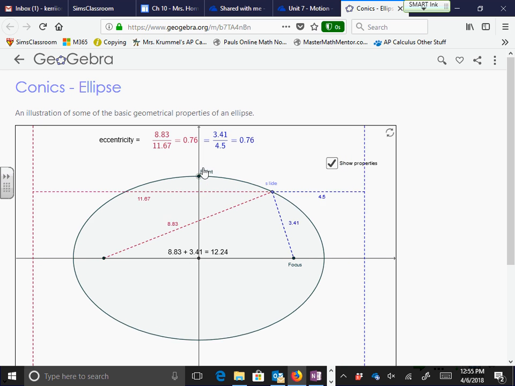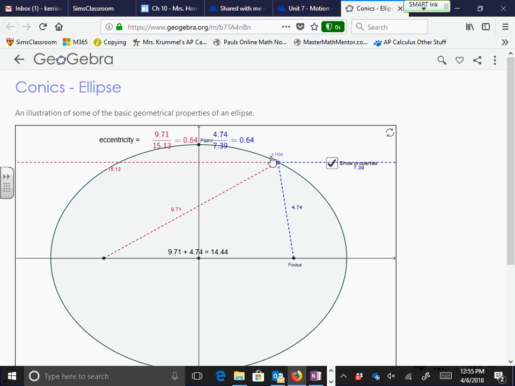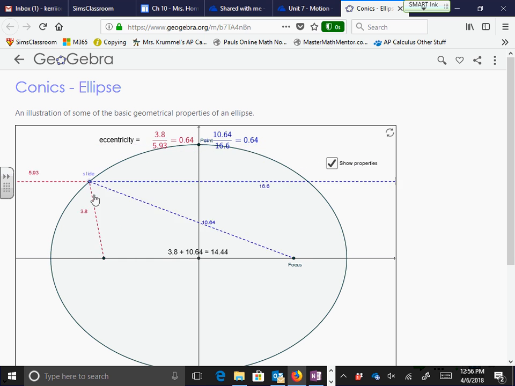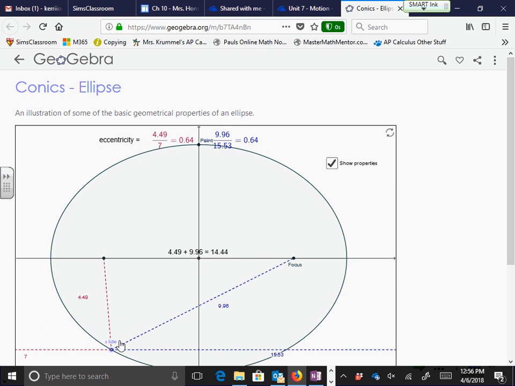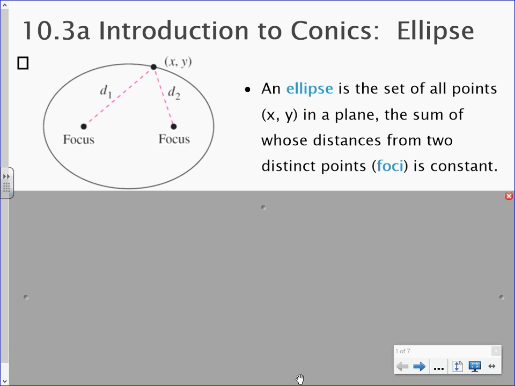Okay, now if I have a different ellipse, here's one that's a little more circular. The distance changes, but stays constant as we go around the ellipse. All right. So, we have some vocabulary words that we need to take care of.